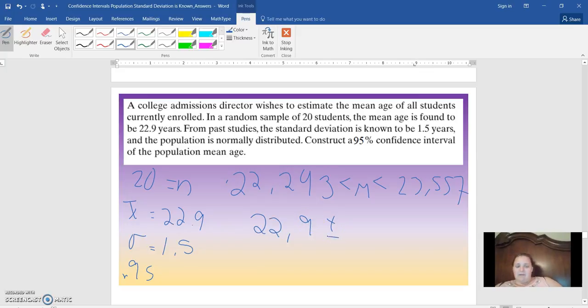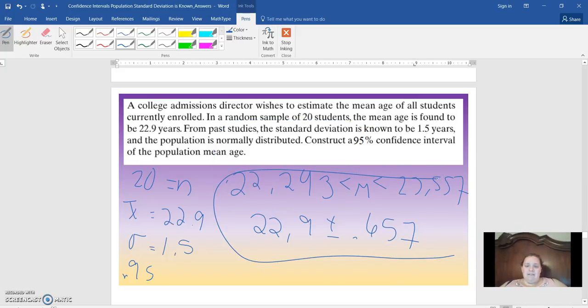22.9, give or take. And now remember, to find it, I just have to do 22.9 minus 22.243, like minus each of the numbers. So 22.9 minus 23.557, and I still get 0.657, so that's the margin of error. So I'm 95% confident that the mean age of the students enrolled is between 22.2 and 23.5, or I could say I'm 95% confident that the mean of the ages is 22.9, give or take 0.657 years. All right, the next video we'll do some more examples. This is a super important concept.